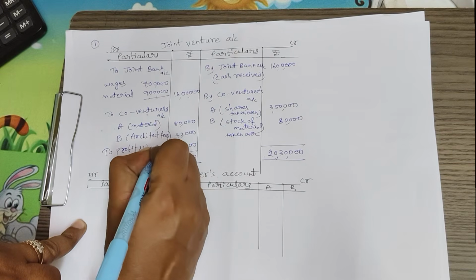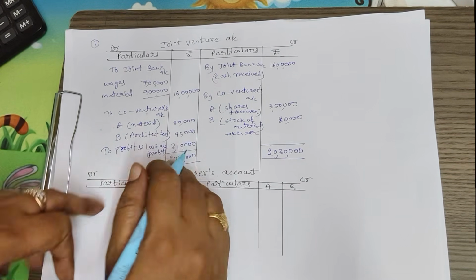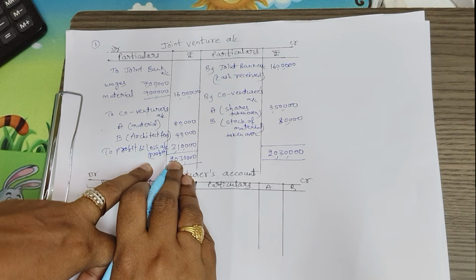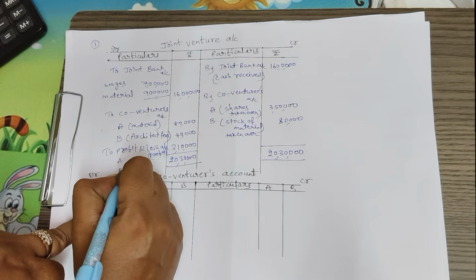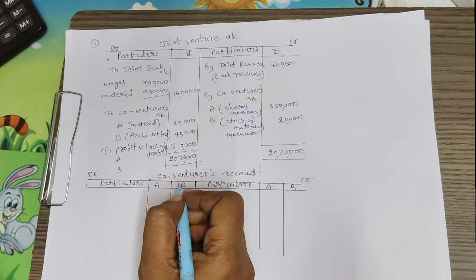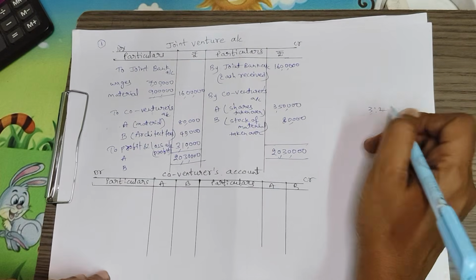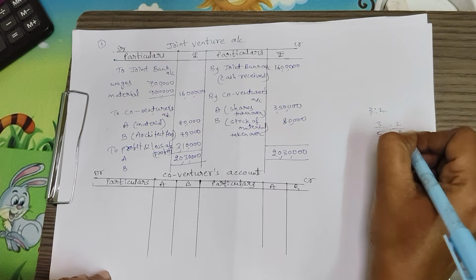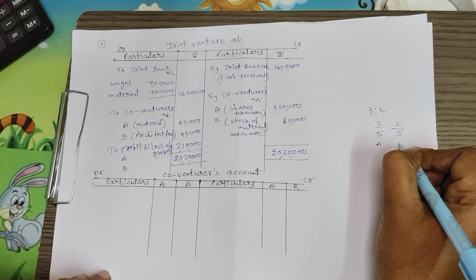and loss account profit. So this profit should be distributed among the partners. So who are the partners here? A and B. So here we need to distribute profit between A and B according to what ratio? 3/5 and 2/5, we already calculated. Yes, see here, 3:2. 3 plus 2 how much? 5. So A's ratio is 3/5 and B's ratio is 2/5.